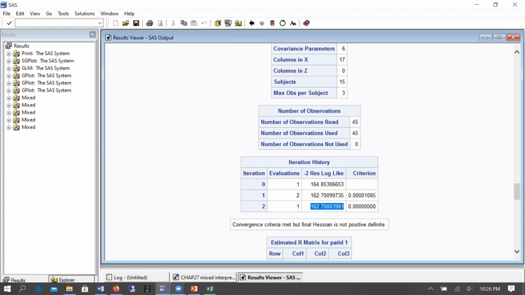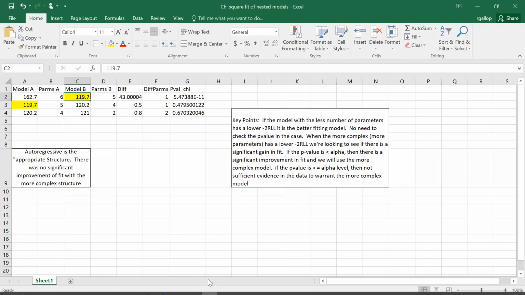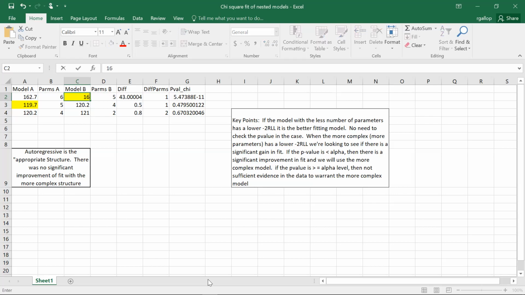Well, we could see here that the unstructured comes with a minus 2 restricted likelihood of 162.700. When I go here, I'm going to compare that to the Toeplitz model. And with the Toeplitz model, if you remember, this Toeplitz model gave us a minus 2 restricted log likelihood of 164.7626. And the Toeplitz model came with 3 parameters estimated.